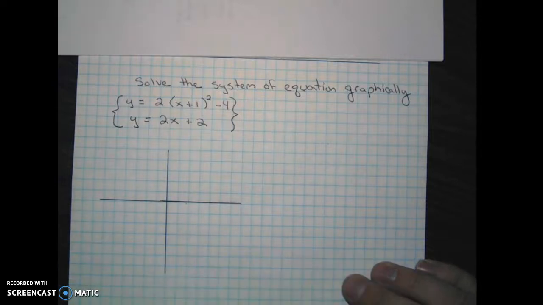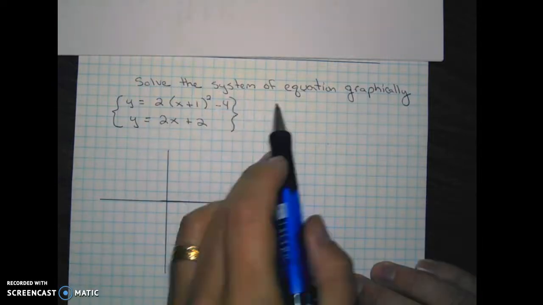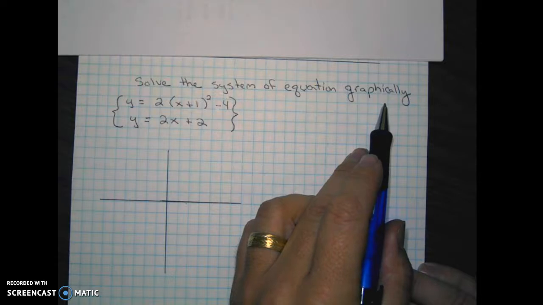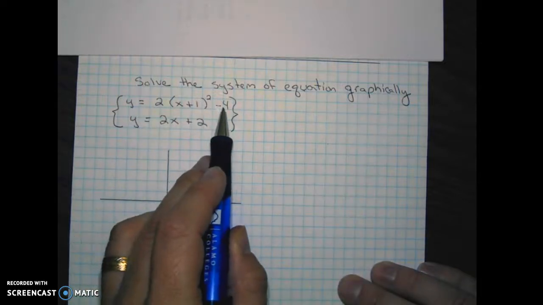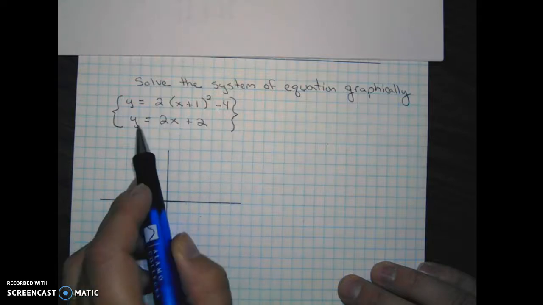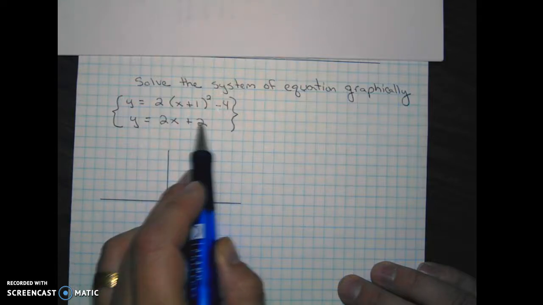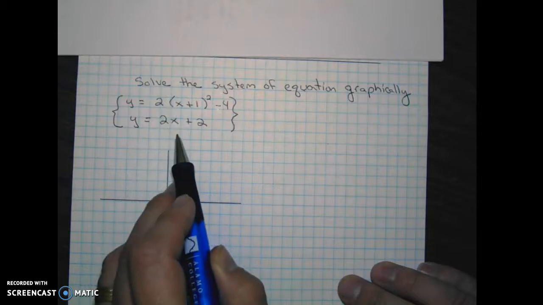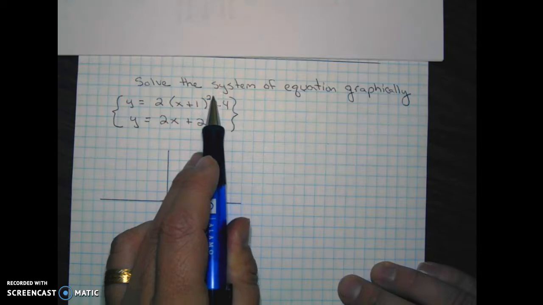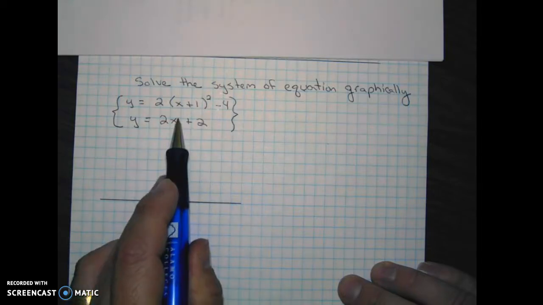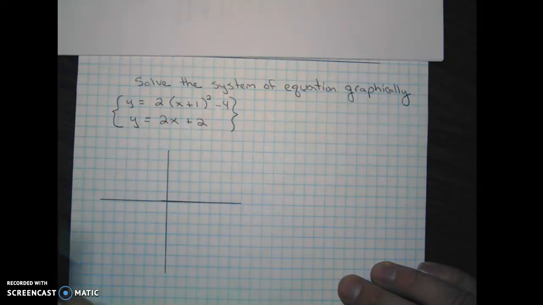So the next thing we're going to learn is how to solve a system of equations graphically. So here's our system. Our first equation is a quadratic equation, and our second equation is a linear equation. So the first thing you should be able to do is identify the two equation types. Remember the square? That's the degree of the polynomial. That's the largest exponent, so that means we have a quadratic. The degree of this one is a 1, so that means it's linear.